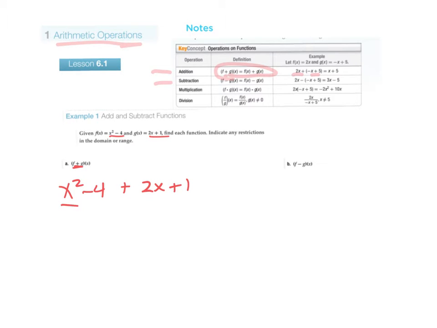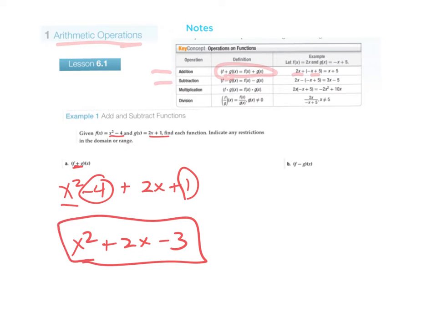I don't have any other x squared, so x squared is part of my answer. The negative 4 will go with the 1, and we have our 2x. So putting things in order, we have x squared plus 2x minus 3. The only two things that can actually be added are the negative 4 and the 1, because they're like terms. And so we end up with this for adding the two functions together.